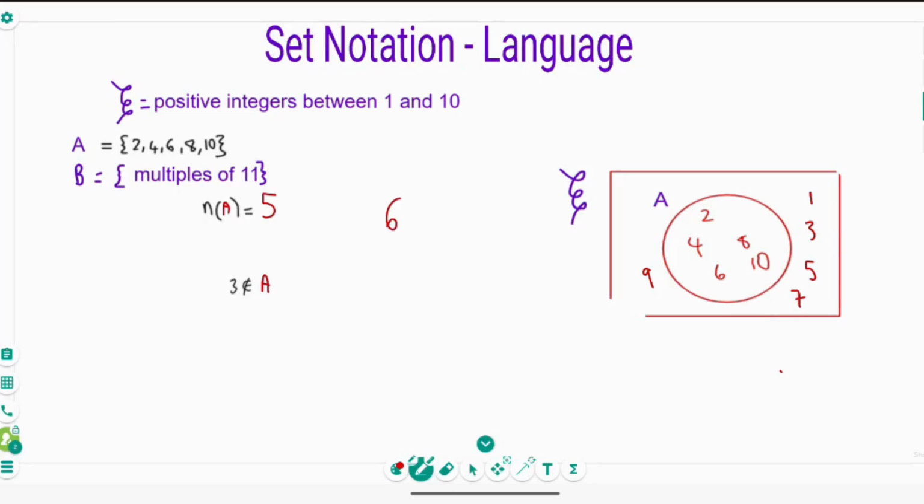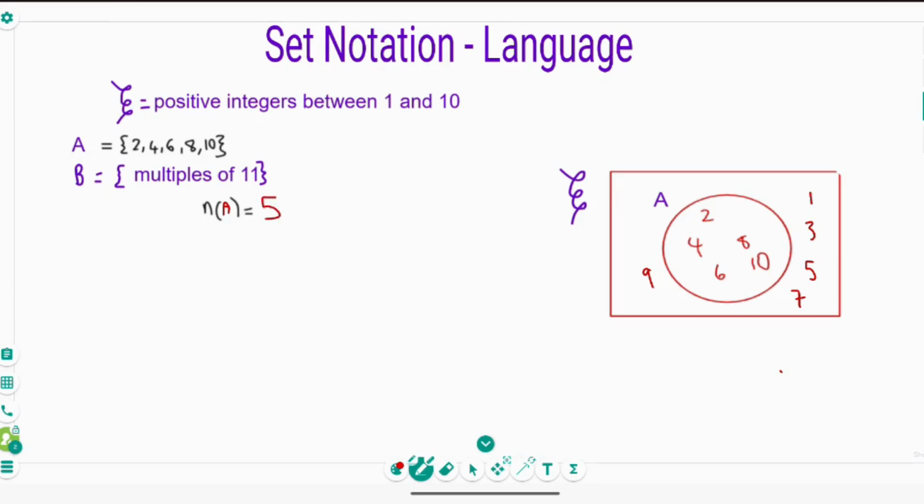This N(A) actually means the number of elements in A. How many elements are there in A? 1, 2, 3, 4, 5. So 5.